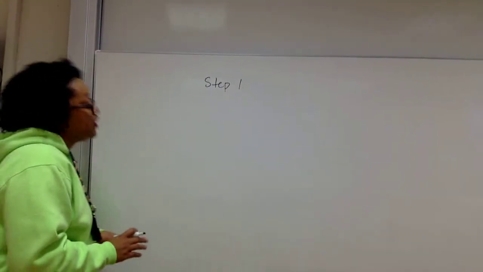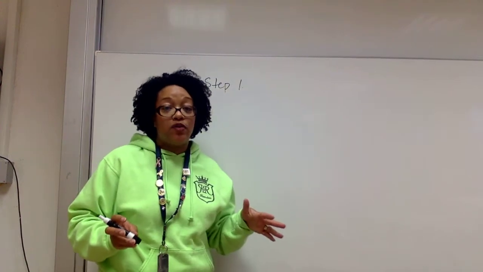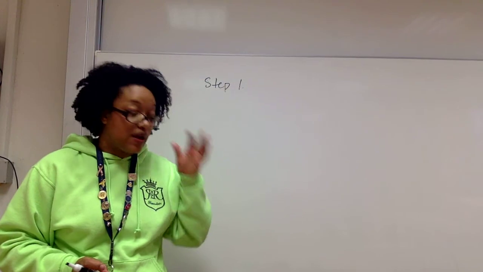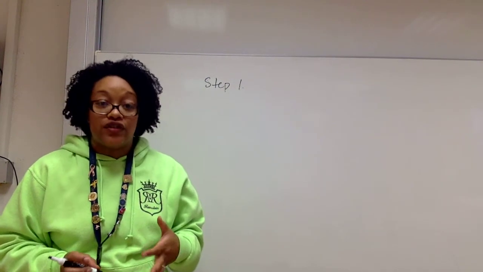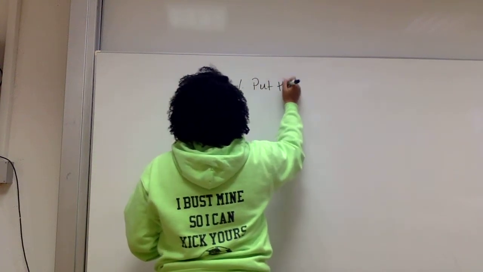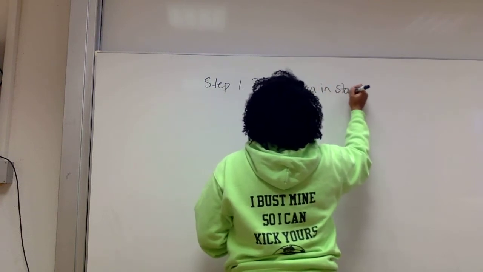So our next section here in your notes is going to take you into how to find these special points, your x and y intercepts, and graph your line. So let's just start with step one. The first thing that you've got to do, if you have to do it, is put your equation in standard form.